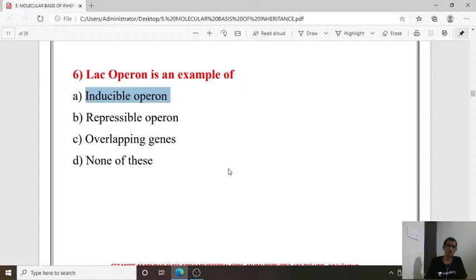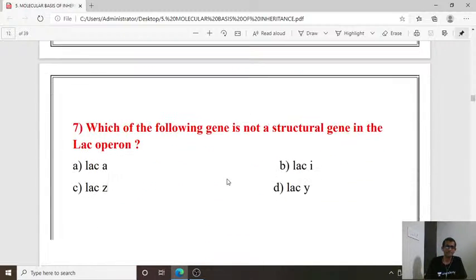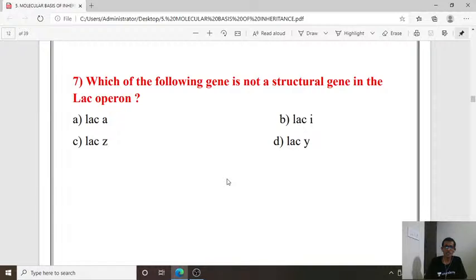The next question number 7. Which of the following gene is not a structural gene in the Lac operon? Structural genes refers to they are responsible for the production of proteins or expression, isn't it? So from the structural gene, mRNA is going to be produced. So which is the gene which is not coming under structural gene?